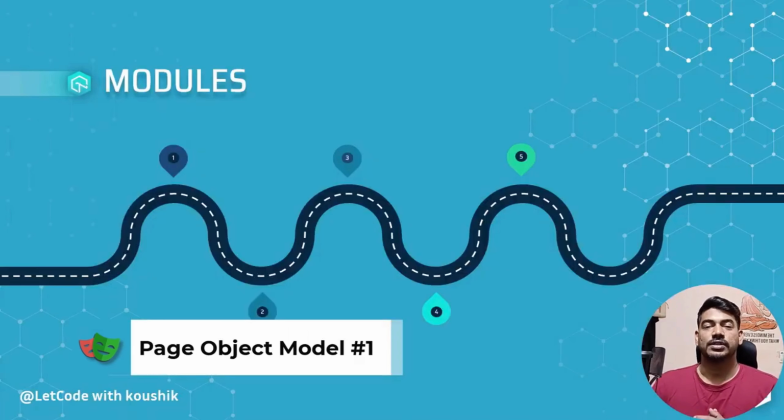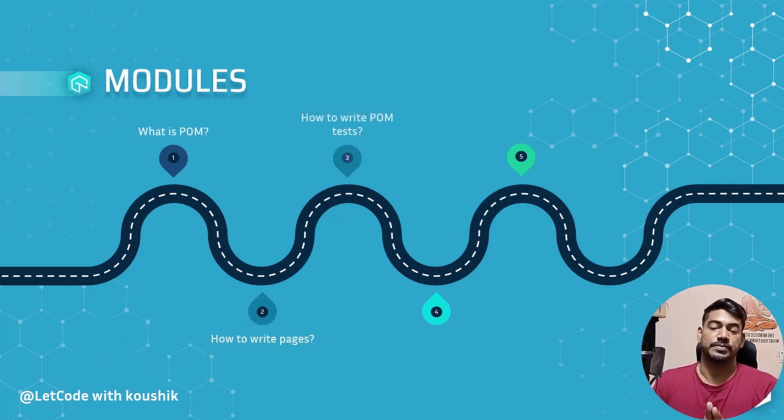In this video, we are going to learn about the page object model. We are going to learn how to write the pages and also how to execute the pages with the help of the classes we are going to write. And it's going to be very simple. If you are already aware of test automation, mostly we use the page object model, right?